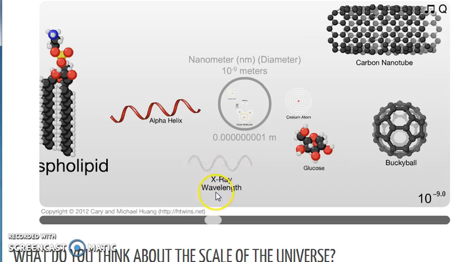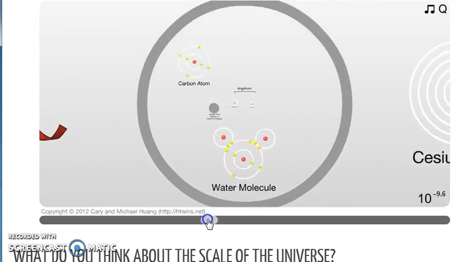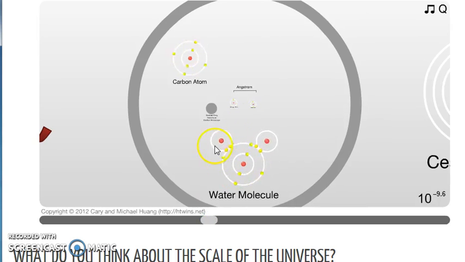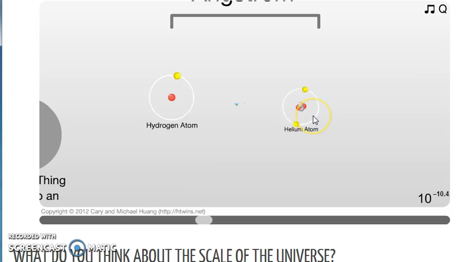X-ray waves, and we know we can't see any waves like that. Now, here's the water molecule, which is 3 atoms put together. Then the carbon atom, because it's a big atom. And then here we are at like the hydrogen and the helium atoms, some smaller atoms. This is your first atom we're going to talk about on the periodic table. So it's 10 to the negative 10.4.